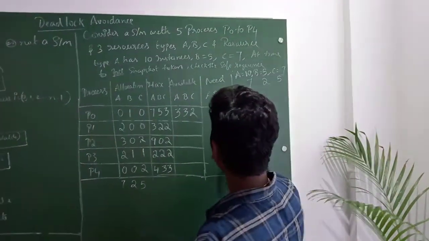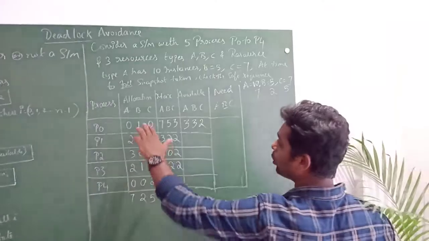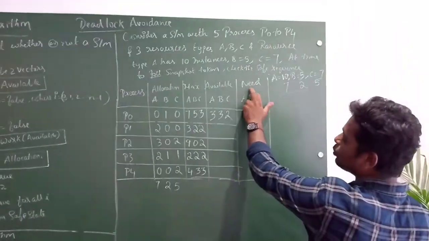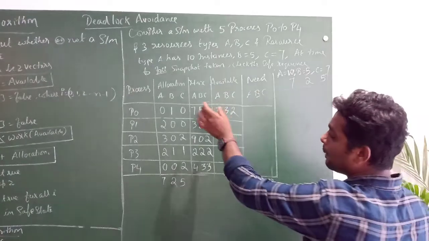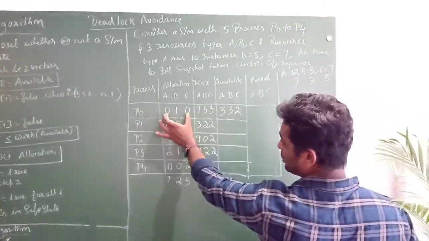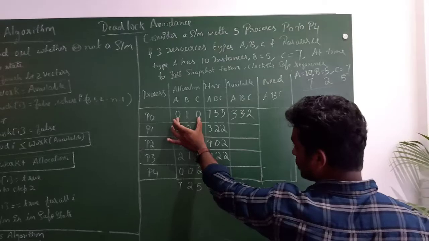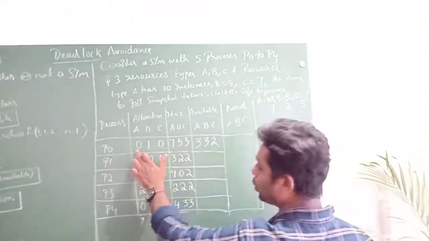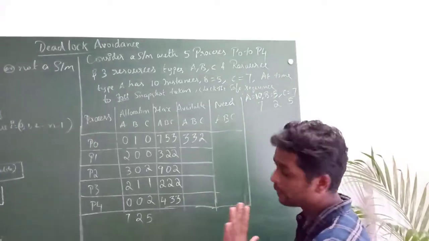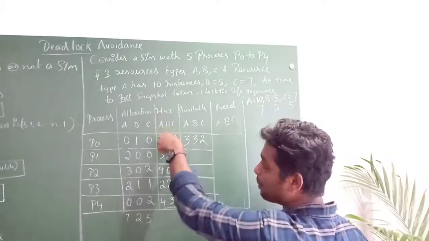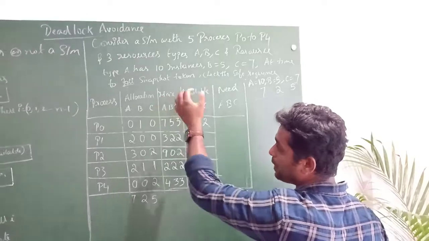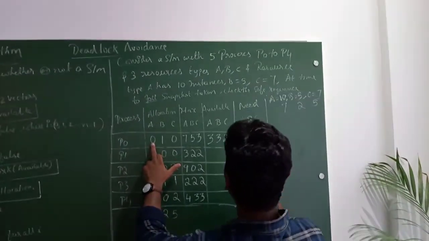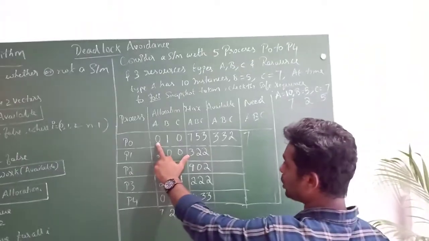So next, according to your banker's algorithm, there are variables: allocation, maximum, available. I need to calculate need. The process specifies the maximum, and the system allocates current resources to your process. Still how much does it need? Max minus allocation. So 7 minus 0. You should not say 753 minus 010. That is wrong. It is separate resources. A is a separate resource, B is a separate resource, C is a separate resource. So 7 minus 0.